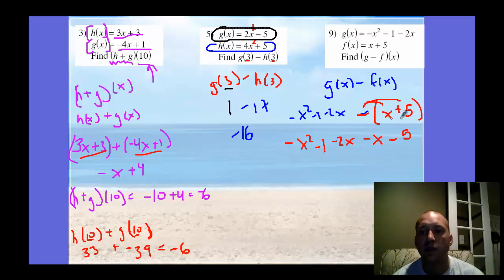minus 5). So if I distribute the negative, I no longer have the parentheses. Now I can combine like terms. So you get negative x squared minus 3x minus 6 is the final result. So be careful with your basic algebra.